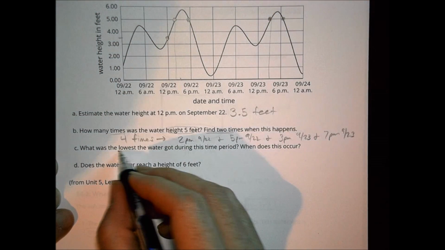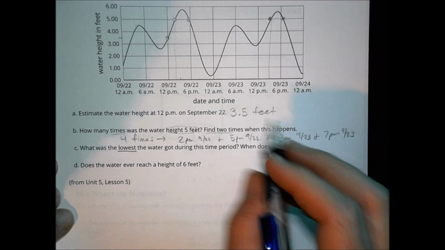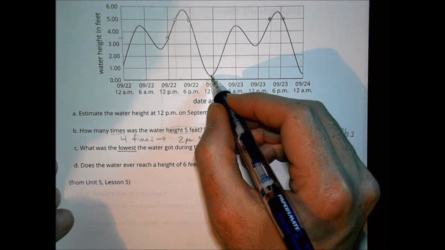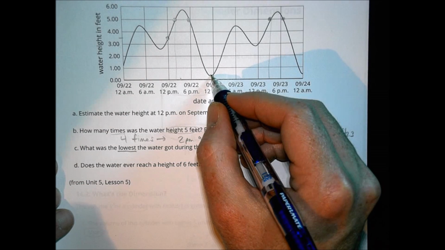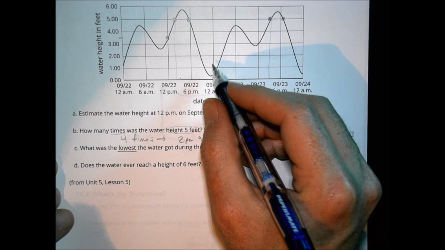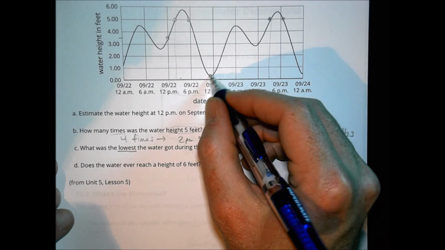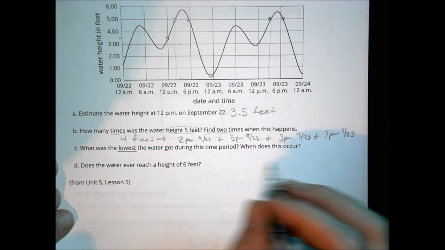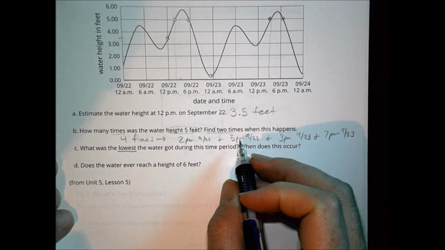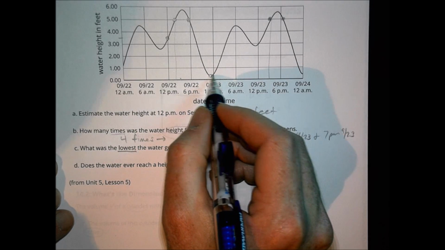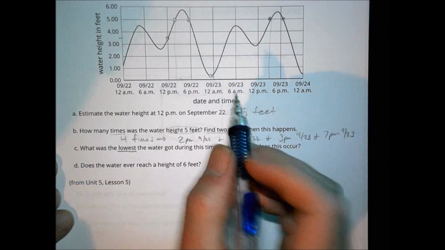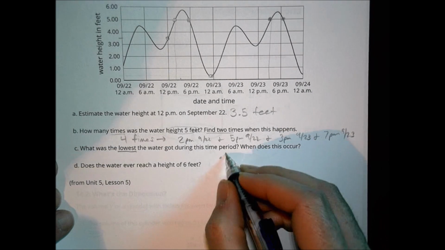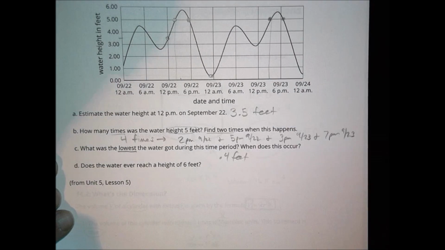What was the lowest the water got during this time period? All right, the lowest we can see in our graph here looks to be somewhere about right here. That seems to be the lowest, right there. Okay, so this low point, even though this looks pretty similar, hard to tell, but we're going to call that the low point. In terms of its height, it's up here, and it's a little less than half, so maybe it's about 0.4 feet. If you want to say 0.3, that's okay.